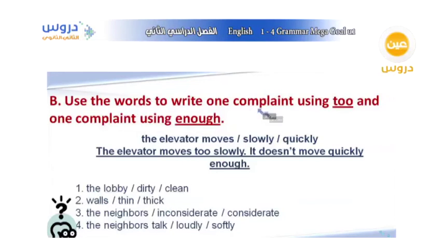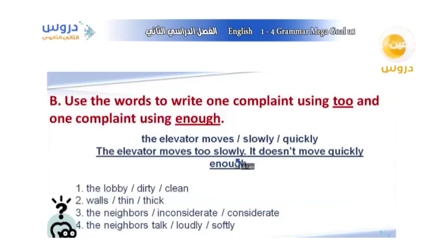Okay, use the words to write one complaint using too and one complaint using enough. Complaint, as we know, is when you talk about disadvantages of something in a place, a restaurant or an office. So sometimes they put a complaint box. Here we have an example: the elevator moves slowly, quickly. He wants me to use too or enough in this complaint.